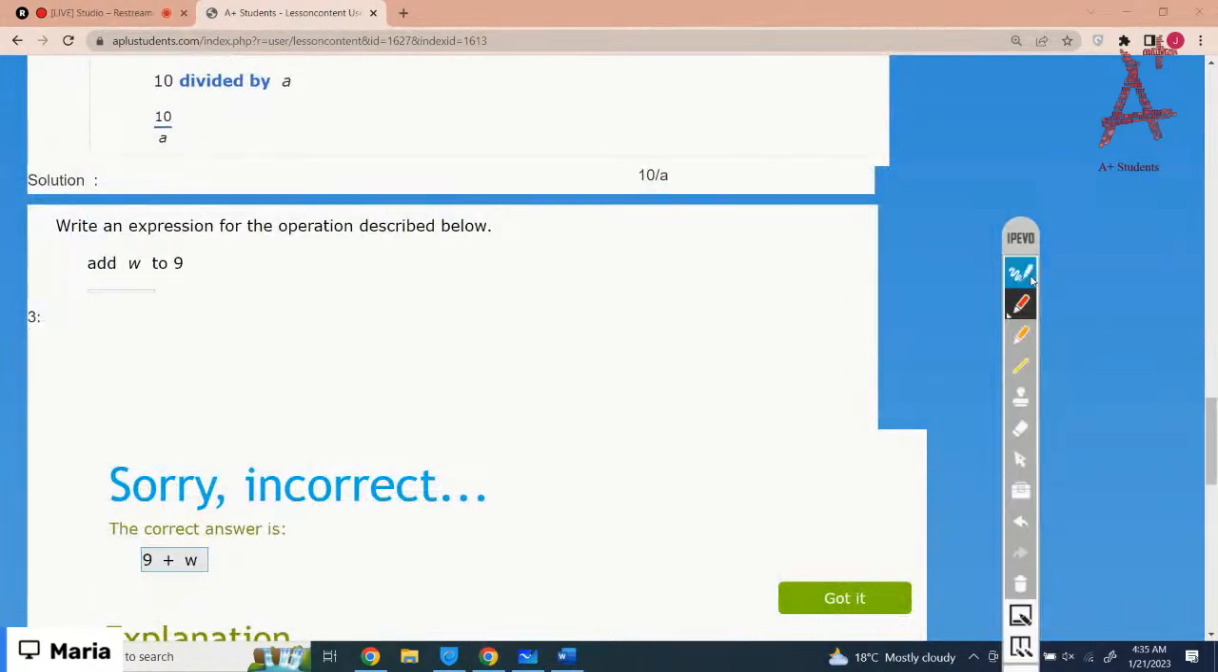Okay. Write an expression for the operation described below. It would be add w to 9. So it would be w plus 9. Got it? Okay, let's just start with the test questions.